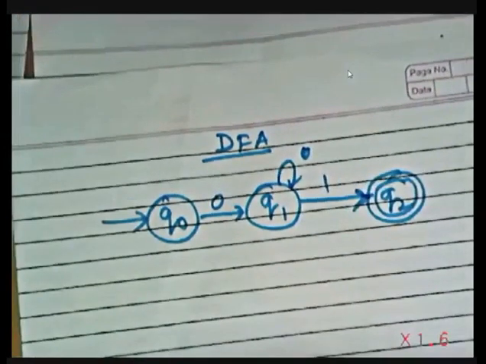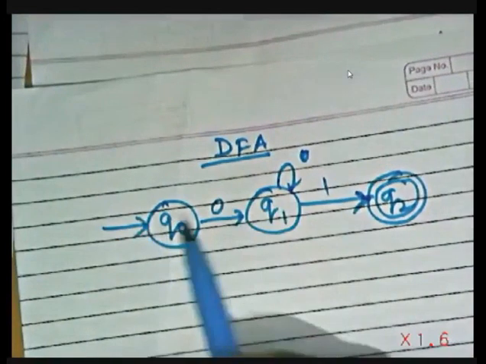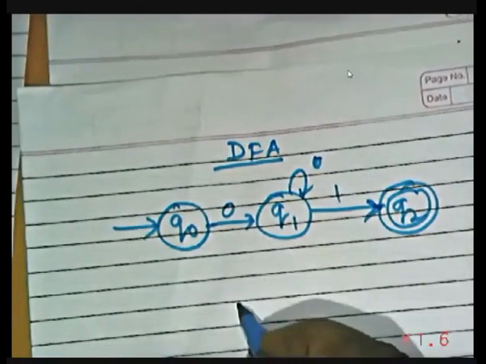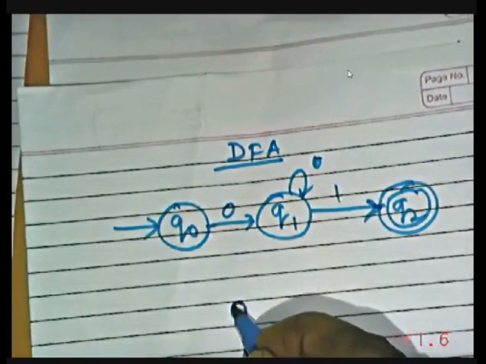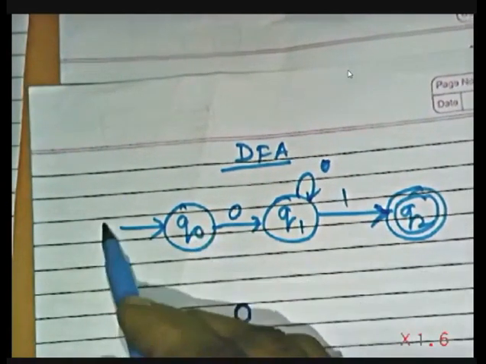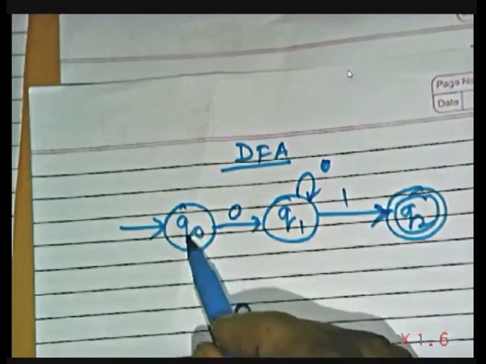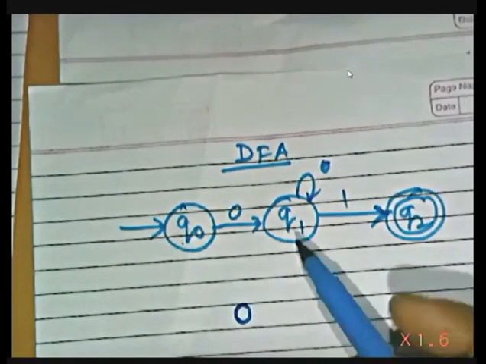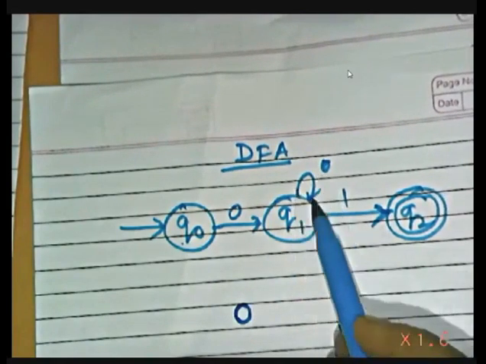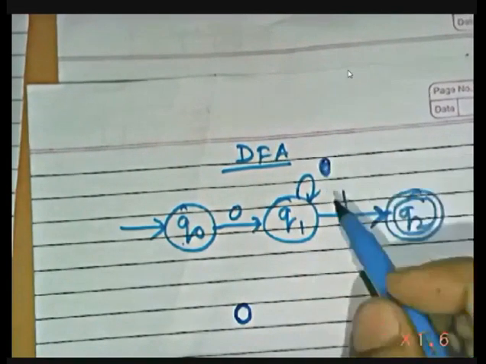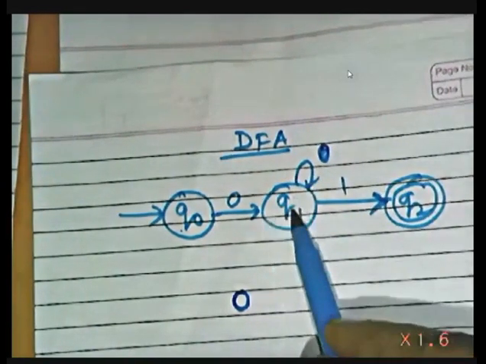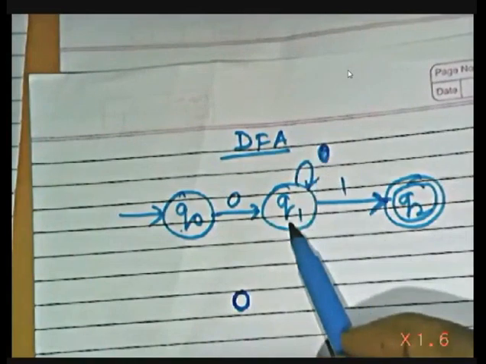Now suppose I am in the initial state. What is necessary to move to the Q1 state? It is necessary that in my given string there must be a 0. Everybody agree with me? Otherwise, if no 0 is present in the input, you will never move from Q0 to Q1. Next, when you are in Q1, there is a self loop for the 0. When a self loop is there, it is optional, because I can move with Q1 on 0 to Q1 and remain in Q1.